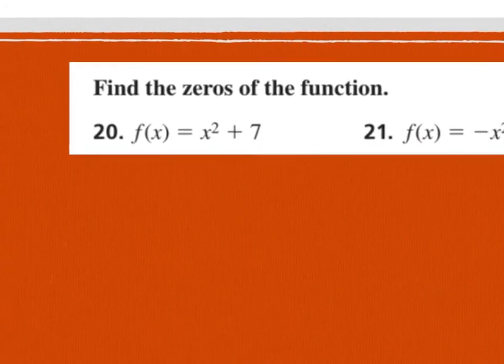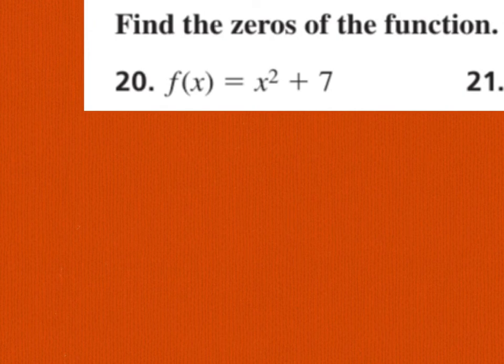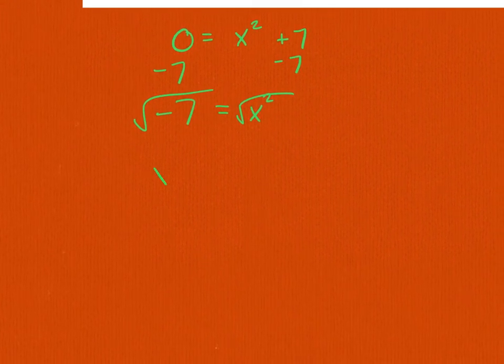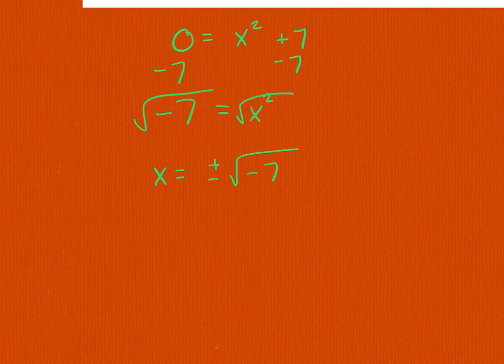Alright, for number 20, doing the same thing. We're finding the zeros, so we change f of x to be 0. So this is 0 is equal to x squared plus 7. Subtract 7 on both sides. Negative 7 is equal to x squared. Take the square root. So we get x is equal to plus or minus square root of negative 7. Our factors of negative 7 are negative 1 and 7. So we can change that square root of negative 1 to an i. So we get plus or minus i square root 7.